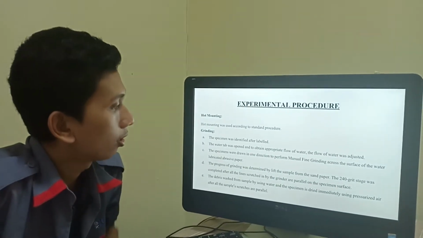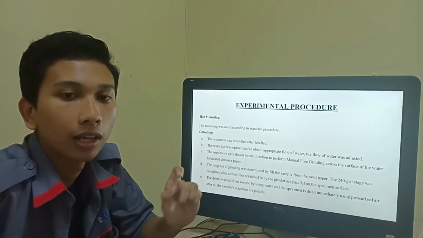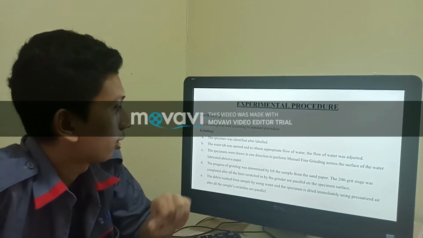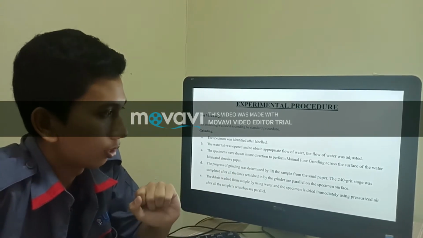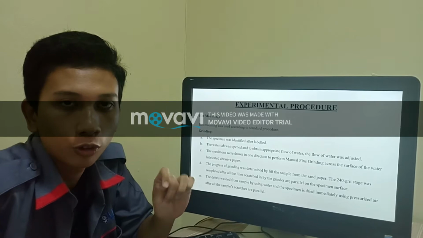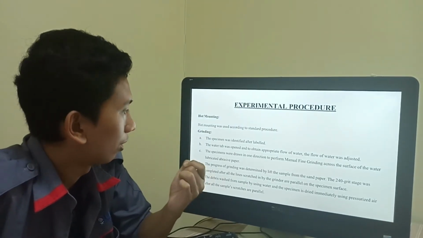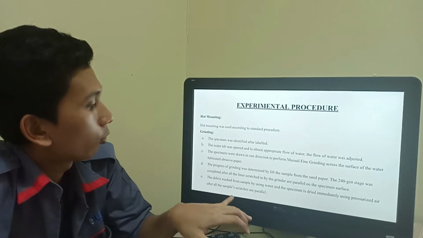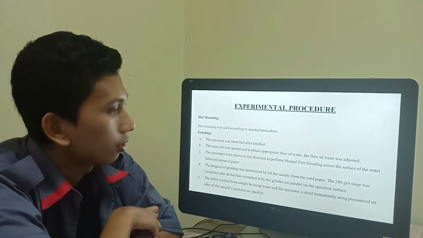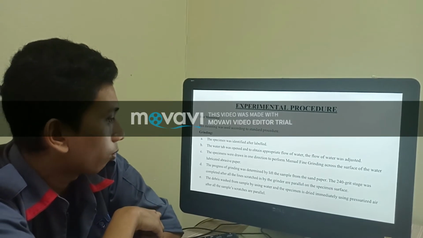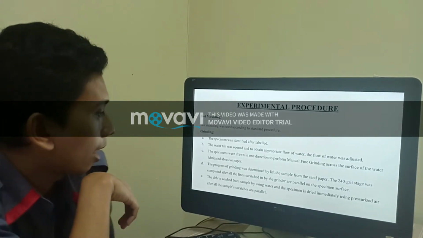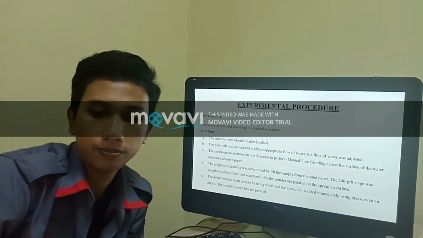For grinding, firstly the specimen was identified after labeling. Next, the tap water was opened and the flow of water was adjusted. The specimen was drawn in one direction to perform manual fine grinding across the surface of the water lubricated abrasive paper. Next, the progress of grinding was determined by lifting the sample from the sandpaper. Next, the debris was washed from the sample using water and the specimen was dried immediately using pressurized air after all the scratches were parallel.